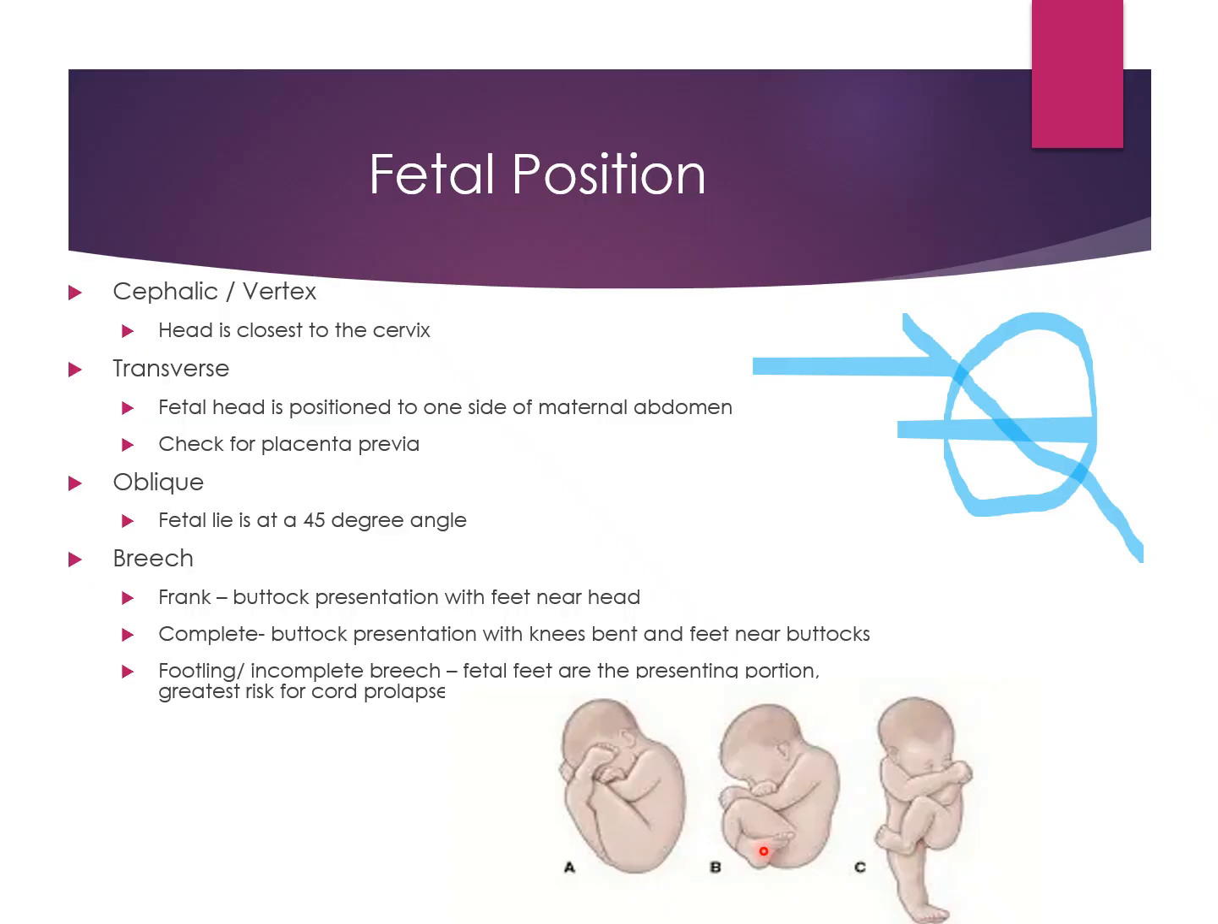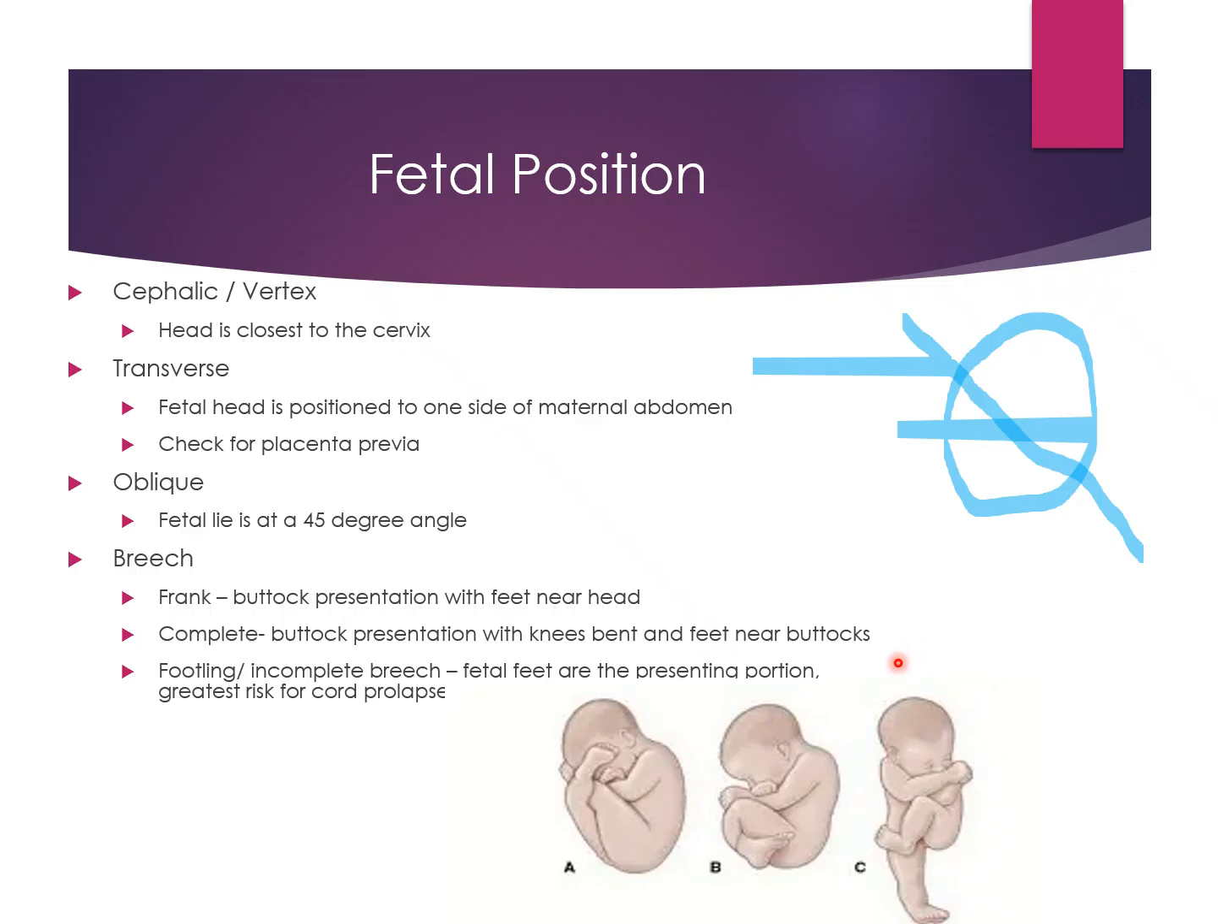The next one is an incomplete breech, or a footling breech. In this case, we have neither the butt nor the head by the cervix. Instead, baby's foot is going to be down by the cervix. This is the part that is going to present first. It's going to be the first part to go through the birthing canal.